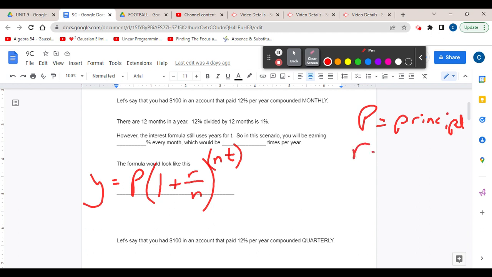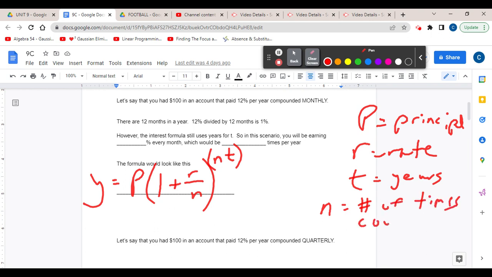Okay? R is still our rate. T is still our years. N is going to be the number of times compounded. It's our number of times compounded.